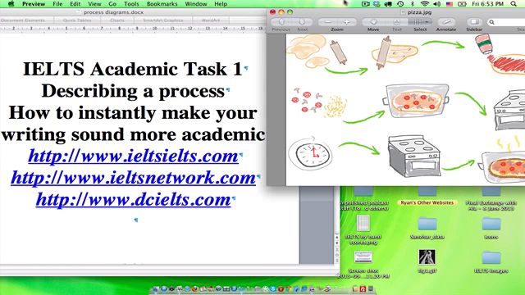In today's video, we are looking at academic task 1 and how to describe a process. We're going to be going over some specific strategies that you can use to instantly make your writing sound more academic.